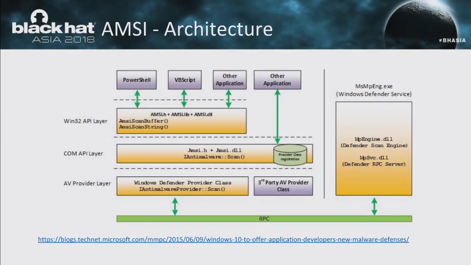And here we also have the diagram of how Windows Defender decided to implement it. So the RPC scans to the service, which creates the scan, and then finally returns the result back. So now we know all the different interfaces: the stream, the anti-malware, and the anti-malware provider.